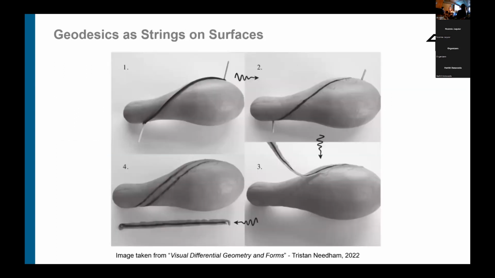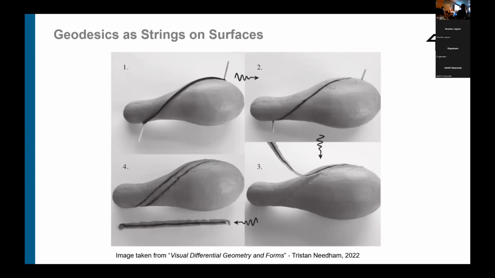Okay, then we have seen this image before. So this shows that basically strings naturally find geodesics. When you put the string on the fruit, it will always be a geodesic automatically. I mean, the fruit has to be convex so that it works in the real world, right? Because the string has to be constrained to the surface. And this doesn't work anymore in real life when it's non-convex.